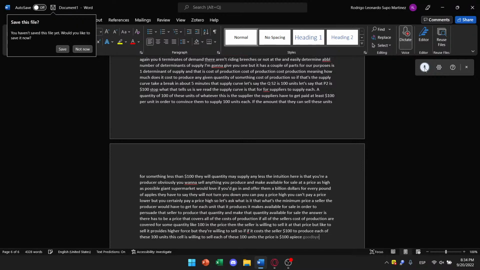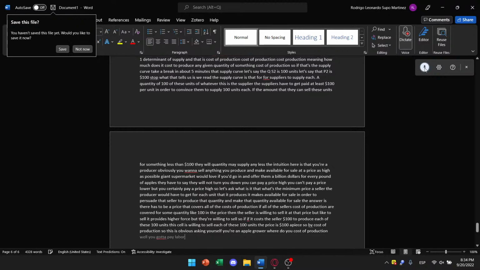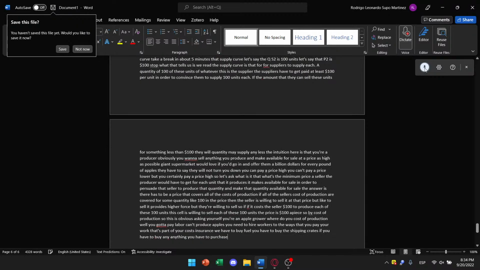So by cost of production, some of this is obvious. Imagine yourself, you're an apple grower. What are your costs of production? Well, you've got to pay labor. You can't produce apples, you need to hire workers. So the wages that you pay your workers, that's part of your costs. The insurance that you have to buy, the fuel you have to buy, the shipping crates that you have to buy, anything you have to purchase in order for you to carry out your business is a cost to you.